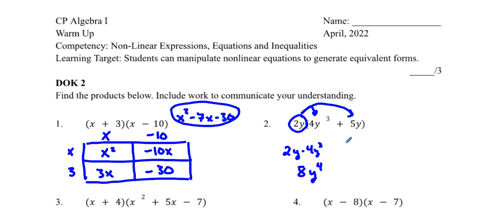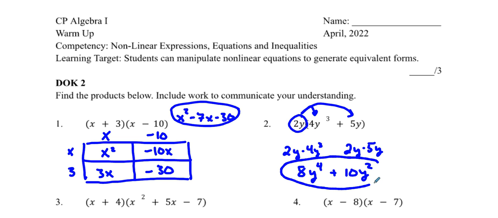Y times y to the third is y to the fourth. And then when we find the product of 2y and 5y, that's going to be 10y squared. And there's our answer. Nothing to combine. 4y to the fourth and y to the second are unlike terms, so you cannot combine them. Don't try to say that's 18y to the sixth, right?